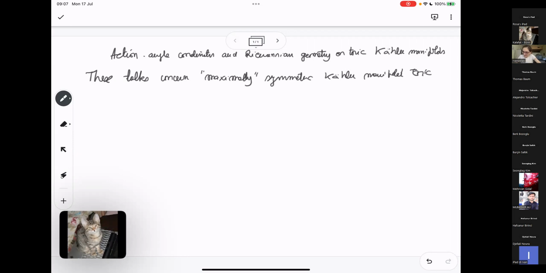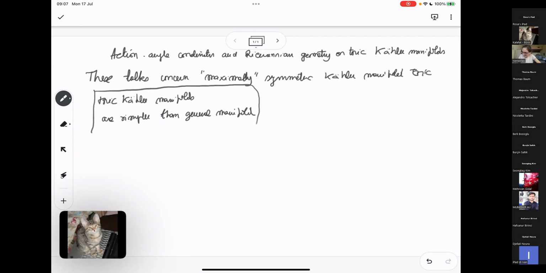is sort of twofold. First of all, toric symplectic manifolds are simpler than general manifolds. And let me tell you why, because this is at least vaguely easy to justify. First of all, they're classified by some combinatorics. They're classified by convex polytopes in Rn.